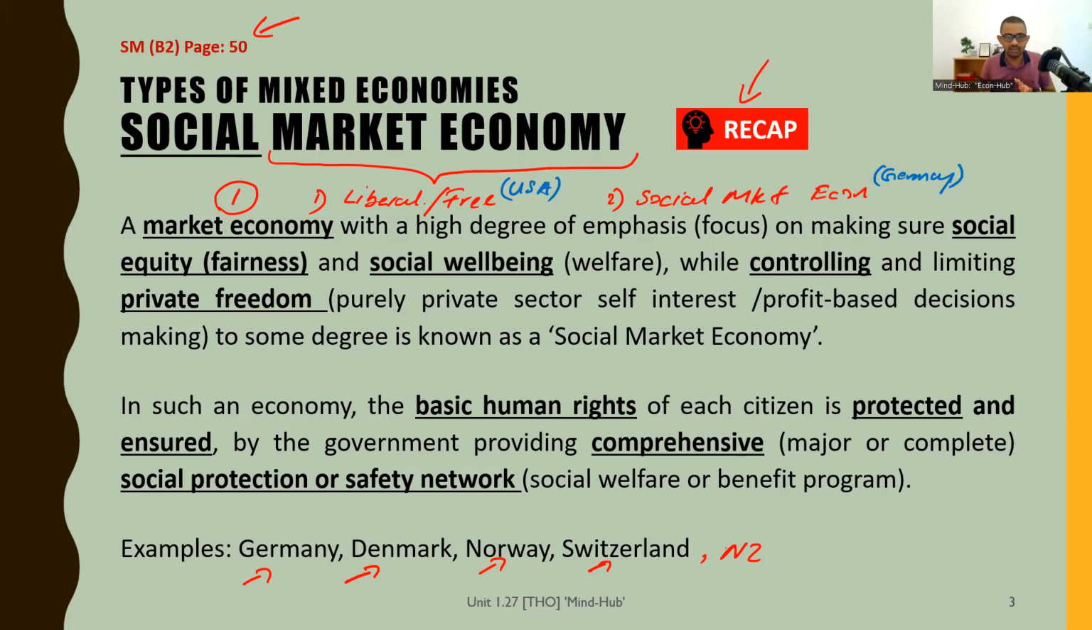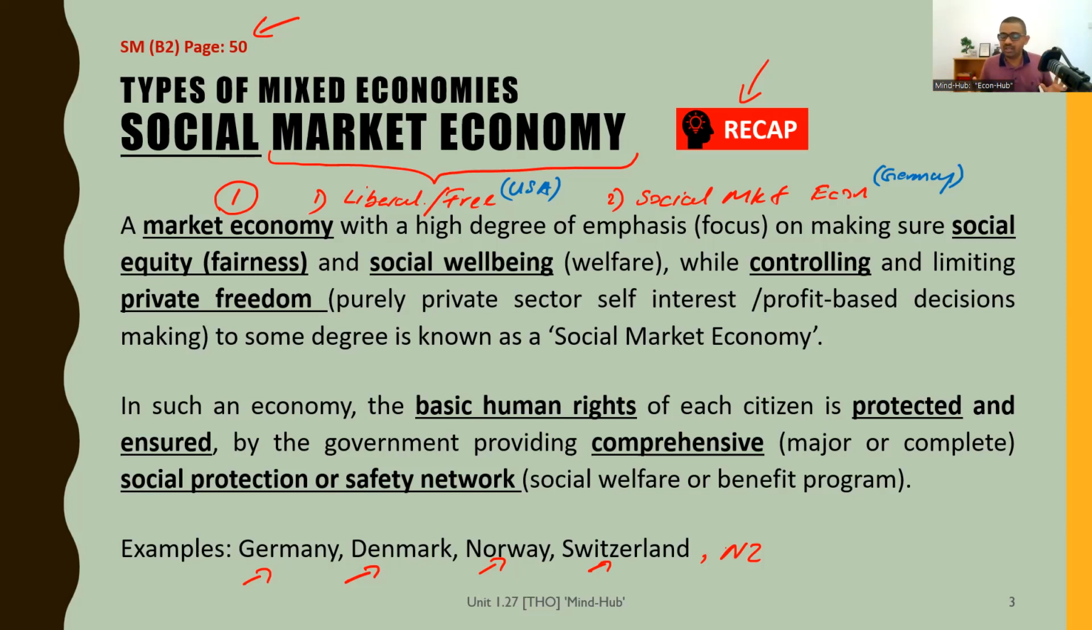Eat or be eaten. Survival of the fittest. That kind of system is what we call a liberal market economy. Freedom is there, so people can do really well. But the moment you have some problem, you will fall and you will directly hit the ground. Ground meaning you will become poor and homeless and everything will break down.